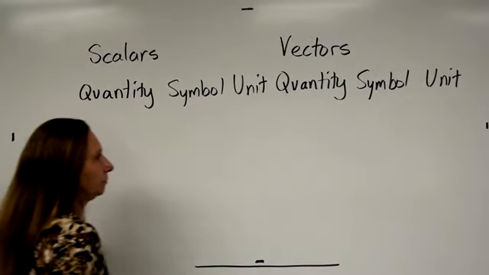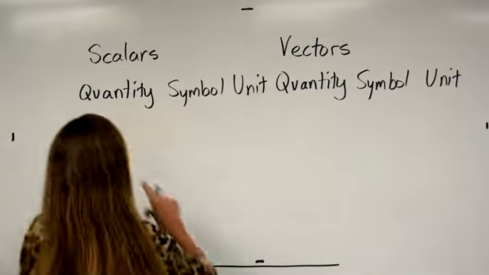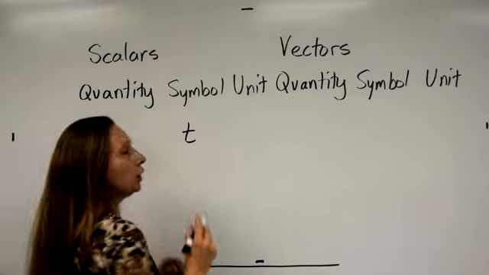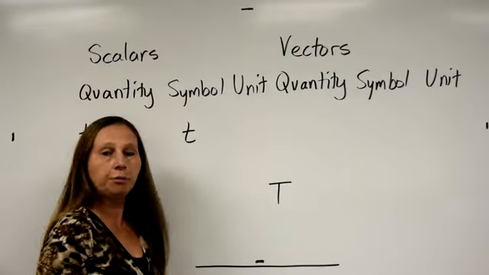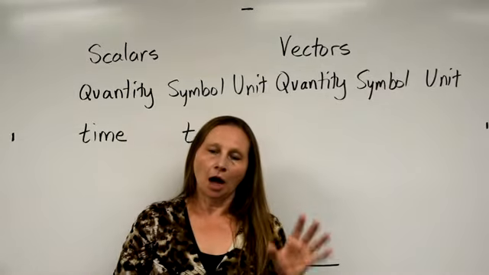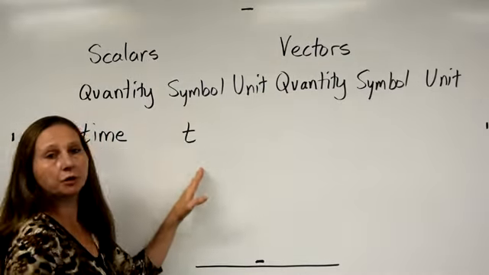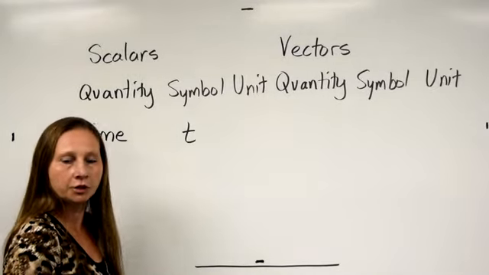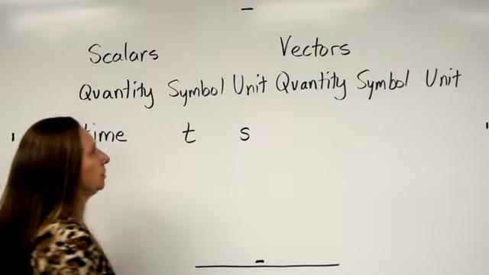So, here we go. The first scalar that I will mention to you is time. The quantity, the physical quantity, time. The symbol is lowercase t. Now, you cannot use a capital T for time. That's for period or maybe for temperature. In physics, uppercase and lowercase letters have specific meanings. If the symbol for time is a lowercase t, you cannot use an uppercase T for time. And the unit is the second, lowercase s.